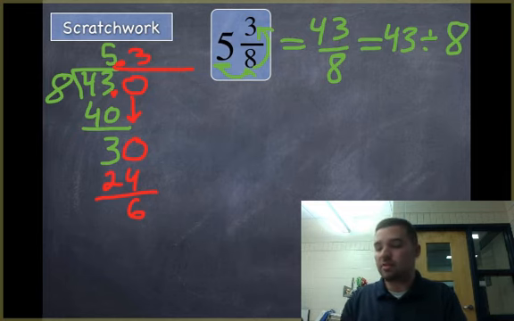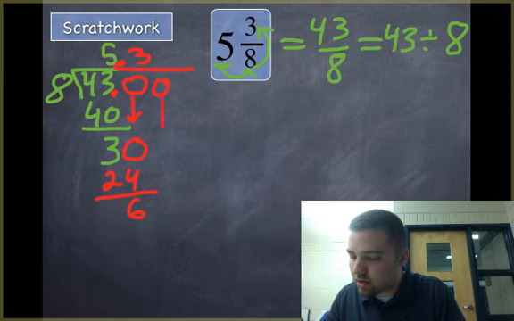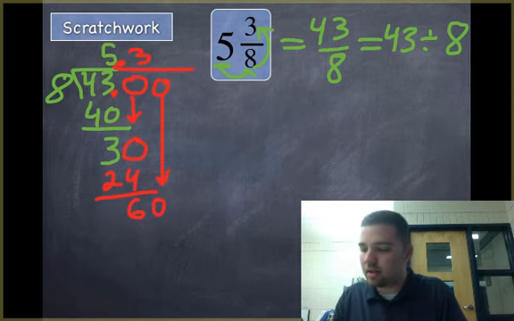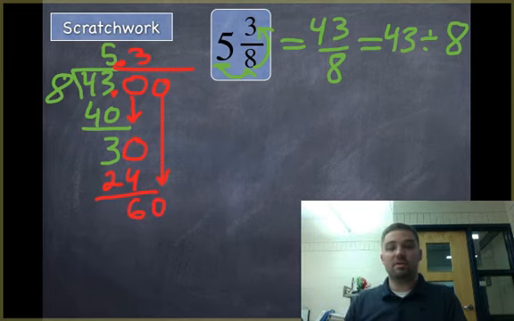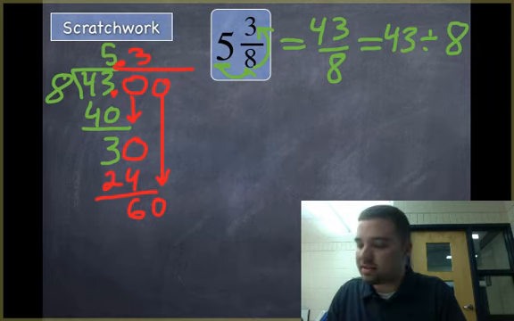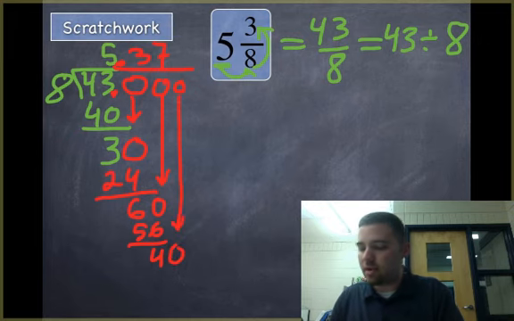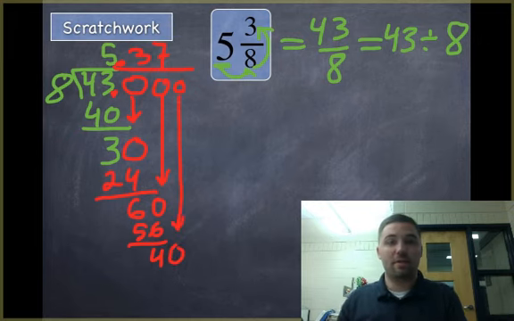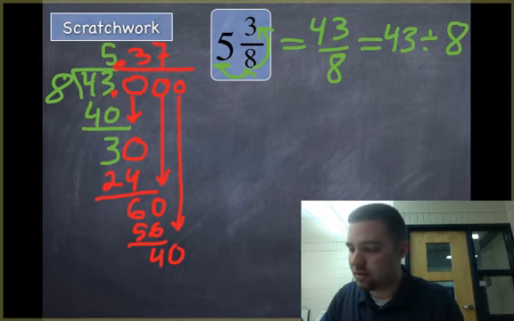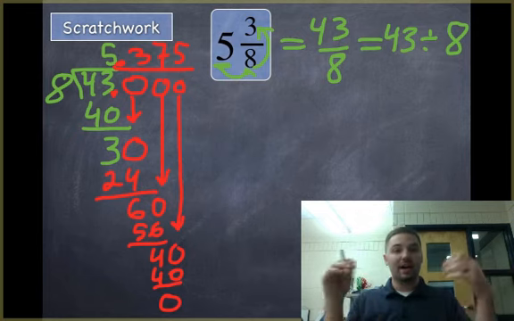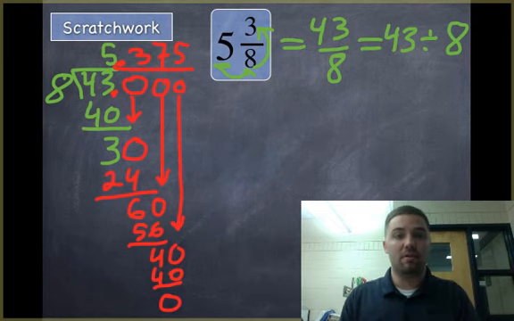How many times does 8 go into 6? It doesn't. Let's bring down another 0. Okay, so how many times does 8 go into 60? Well, 8 times 6 is 48, 8 times 7 is 56. I think it's 7. 7 times 8 is 56. Subtract 4. Still not a remainder of 0. Bring down another 0. 40. How many times does 8 go into 40? 5 times. 5 times 8 is 40. Subtract 0. I finally got down to 0, remainder of 0.